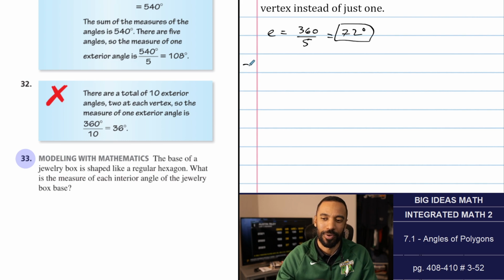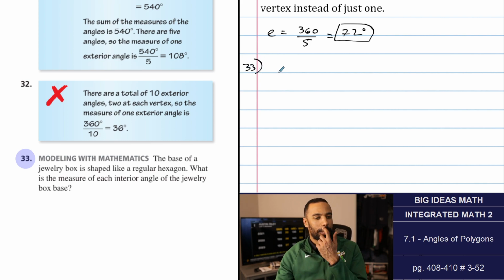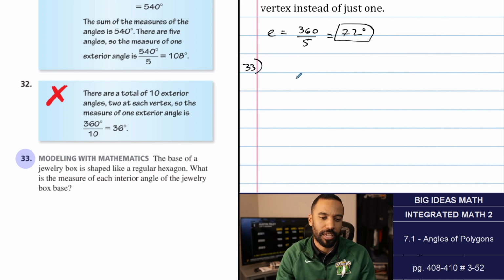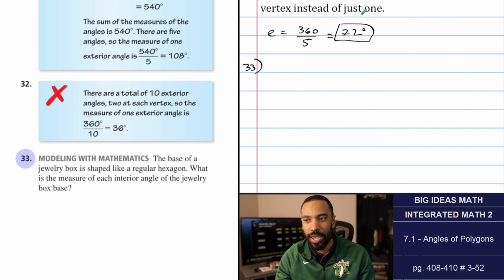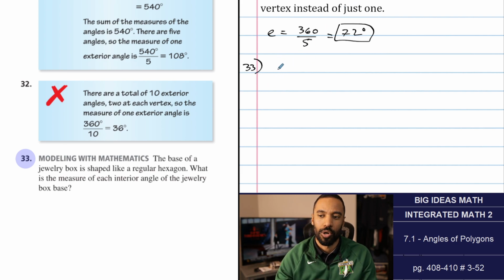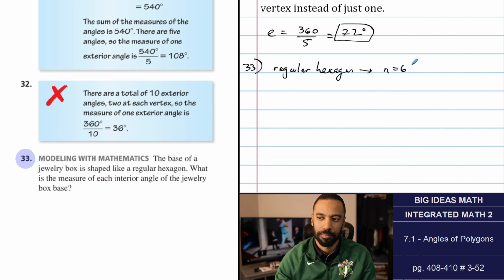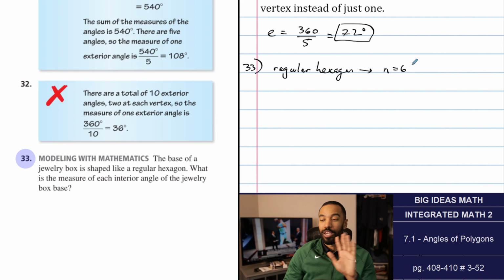All right, number 33, modeling with mathematics. The base of a jewelry box is shaped like a regular hexagon. What is the measure of each interior angle of the jewelry box base? Oh, here's a hexagon. So it's a regular hexagon. So regular hexagon, all sides, all angles congruent. So n equals 6.